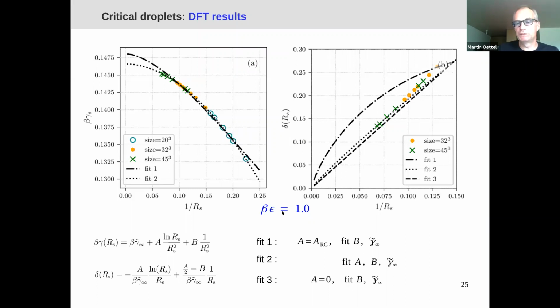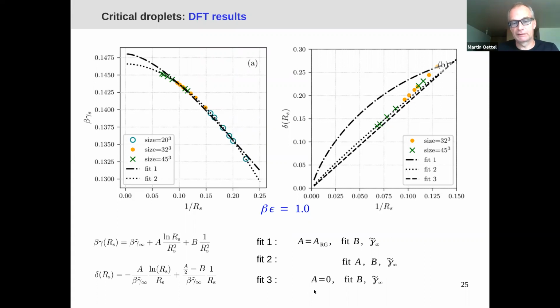And we tried to fit these results with 3 fits. One is imposing the renormalization group result for the logarithmic term, and we fit the 1 over r squared term and this planar surface tension. In fit 2, we fit all 3 coefficients, and in fit 3 we put the log coefficient to 0. So the surprise was here: fit 3 was actually the best fit. Sorry, fit 2 was the best fit, which described all the results.